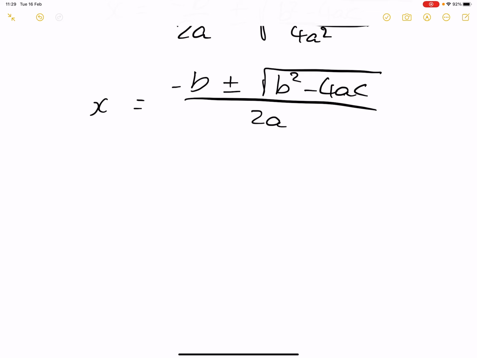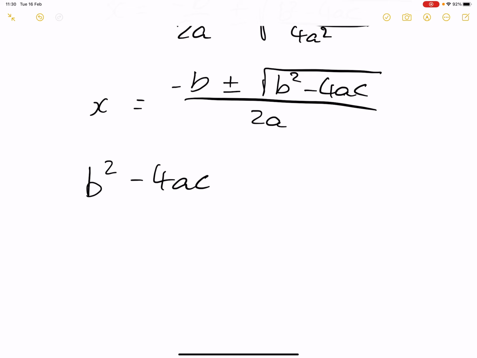Before I finish this video, I'm going to talk a bit more about what we call the discriminant, which is just your b squared minus 4ac. What this does is it tells you how many real solutions there will be and what kind of solutions there will be. So first of all, if b squared minus 4ac is positive, there will be 2 real solutions.